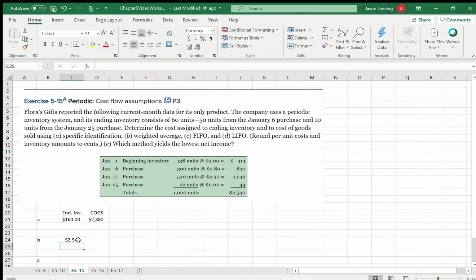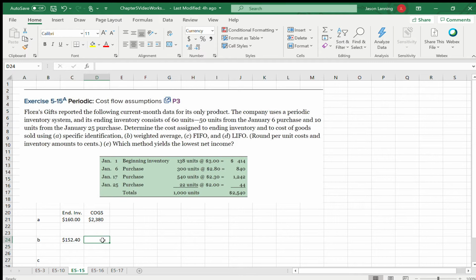So thinking about that, ending inventory, we have 60 units left, right? Only in specific ID do we care what comes from where. We know we have a total of 60 units left. Each of those units is valued at $2.54. So our ending inventory here is $2.54 multiplied by the 60 units we have left in inventory, or $152.40.